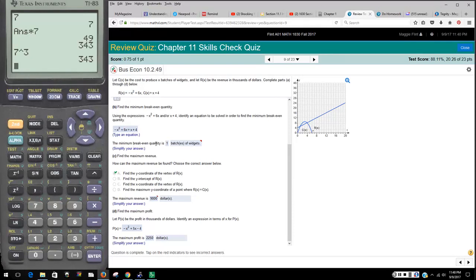And it says the maximum break-even quantity is 1 batches of widgets. And I said widgets, and I should have, again, read my problem. Should have been batches of widgets. Okay.